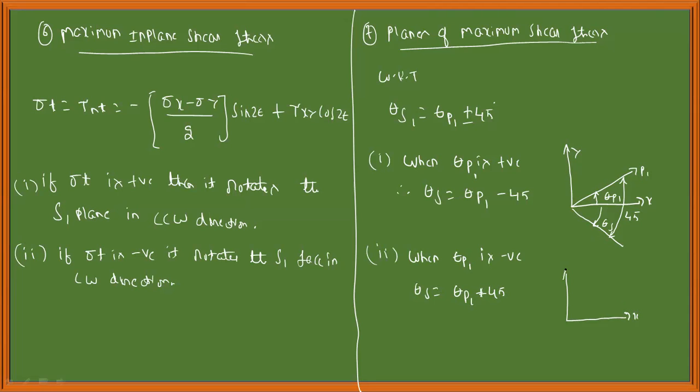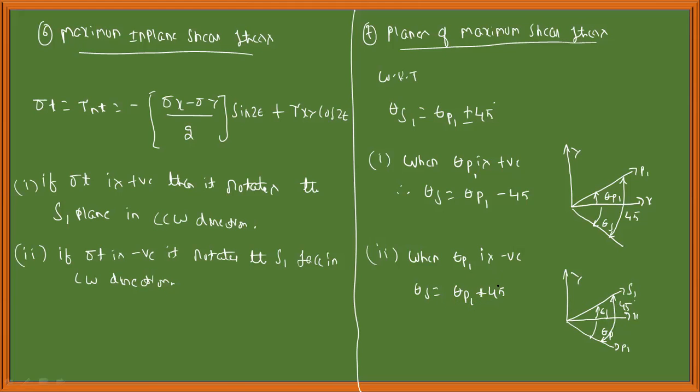This is x, this is y. Theta p1 is negative in the sense of clockwise. This is theta p. Theta s should be measured in the counterclockwise direction. This is theta s, so this is the s1 plane, or p1 plane, so that the total difference is 45 degrees. Okay, when theta p1 is negative, theta s is equal to theta p1 plus 45.